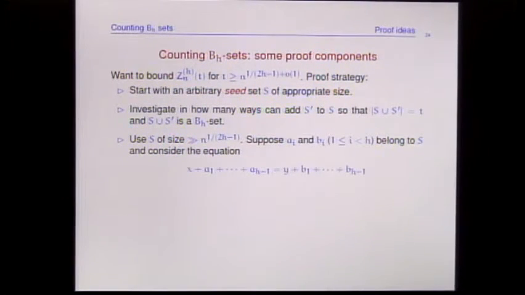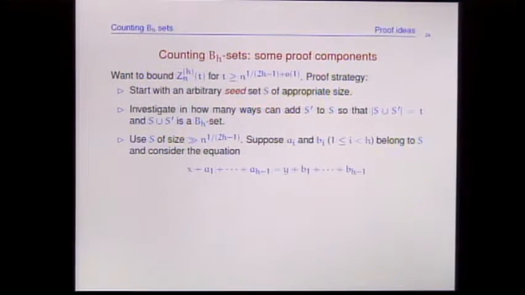So I started with a BH set S. I know no bound for how many I have, maybe n choose size of S. But I start with a BH set, and now I add some S prime, and I want to keep it a BH set.